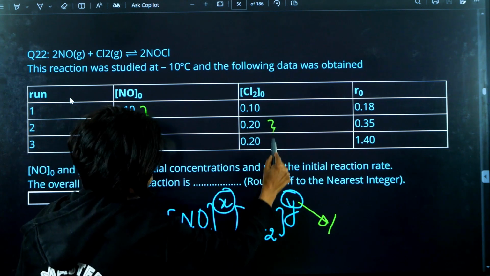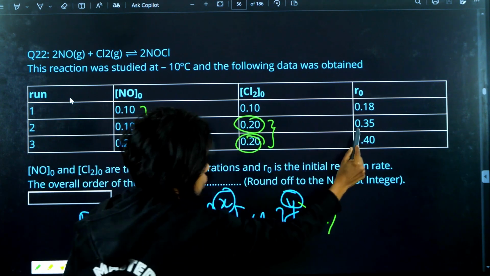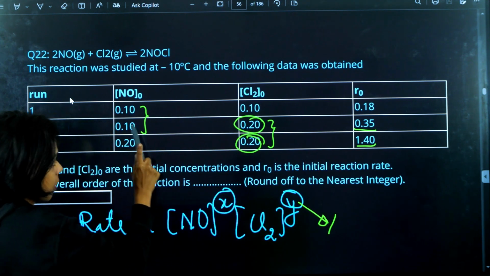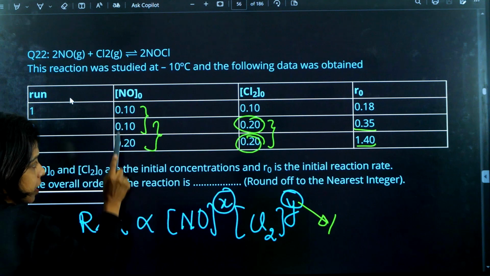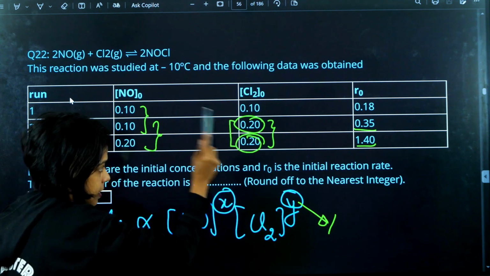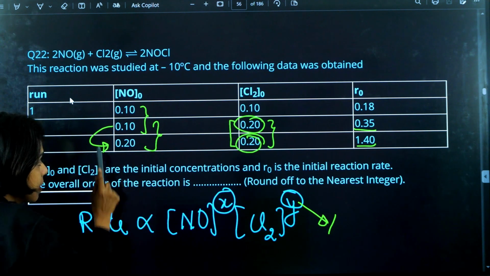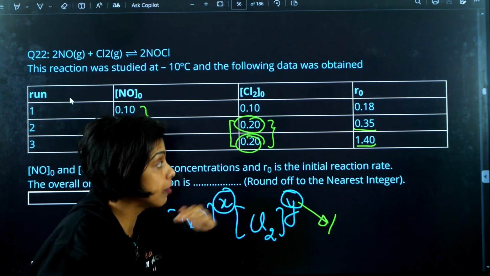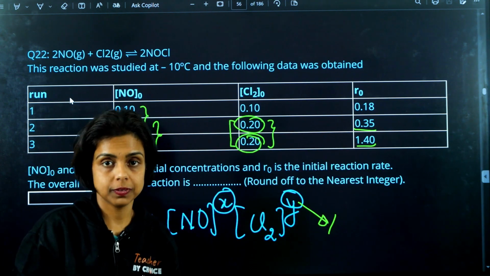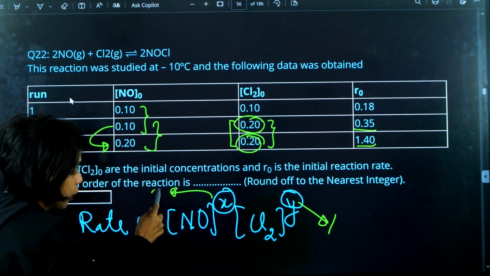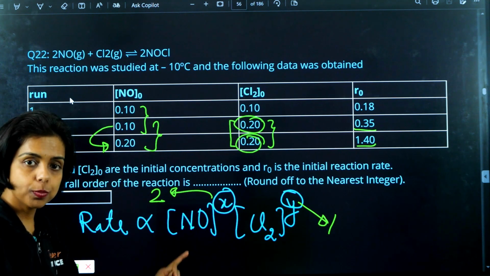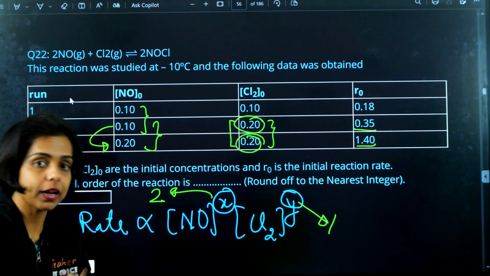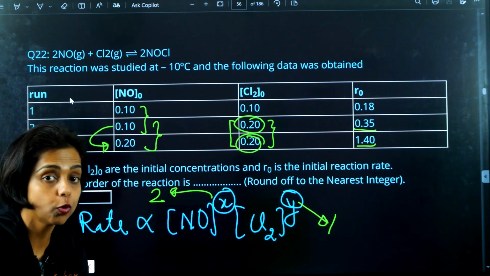If we keep this the same, 0.2, 0.2, the initial rate was 0.35. Now it becomes 4 times, by just doubling the concentration of NO. Cl2 remains the same, but if I double the concentration of NO, how does it impact our rate? The rate becomes 4 times, 0.35 becomes 1.4. That means this power should be 2. This X should be 2, because if it is X, this X is 2X, the rate will become 4 times. The power should be 2 for 4 times, right?